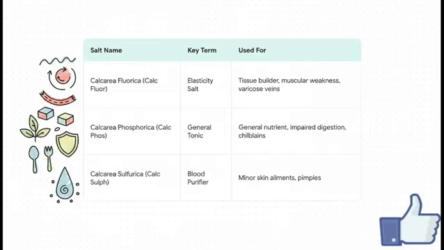You've got 3 calcium remedies. First, there's Calcarea fluorica. They call it the elasticity salt, and it's used for things like building tissue and helping with circulation. Then you have Calcarea phosphorica. That's the general tonic. Think of it as a broad general nutrient. And last up is Calcarea sulfurica, the blood purifier, which is used for more minor skin stuff like pimples.